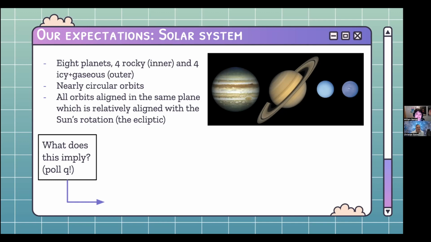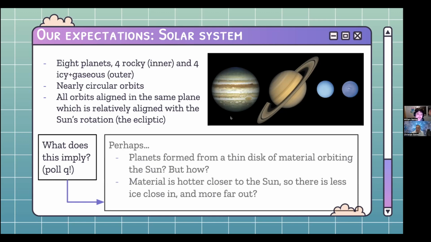What do you think, William? Okay, so we've got a couple answers, but people seem to have converged on B, which is that the planets formed from a thin disk of material that once orbited the sun. And this is the correct answer. So good job, everyone. So perhaps the planets formed from a thin disk of material orbiting around the sun. But the real question is, how do you get that kind of structure around a newly formed star? And we'll learn that later.